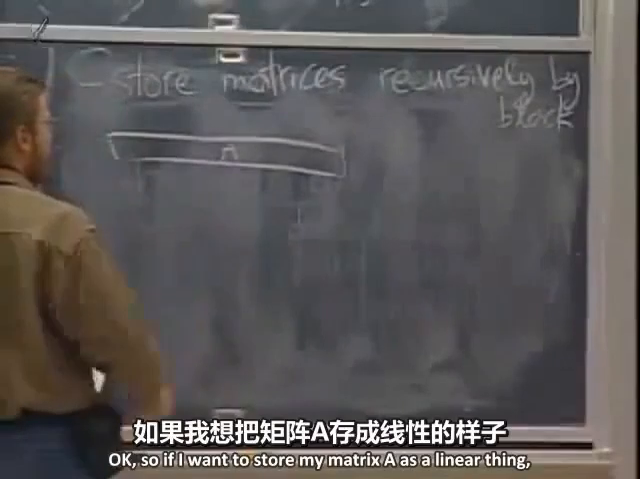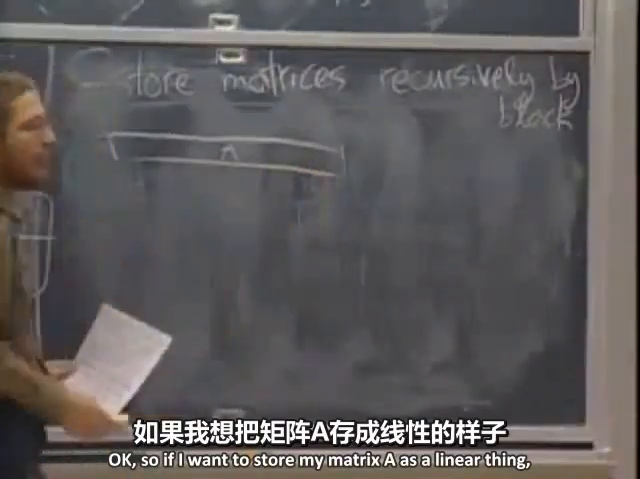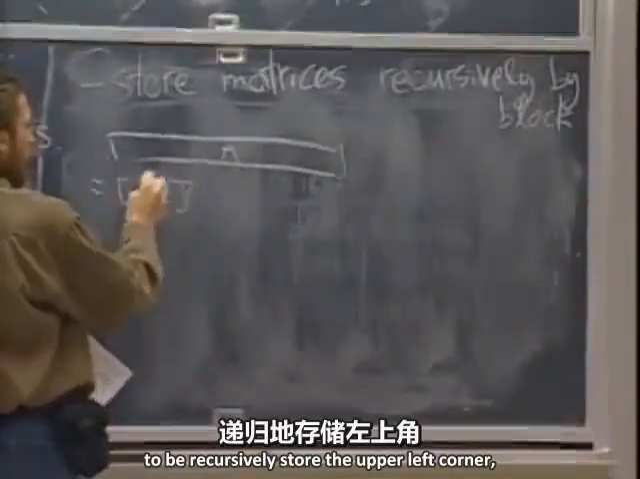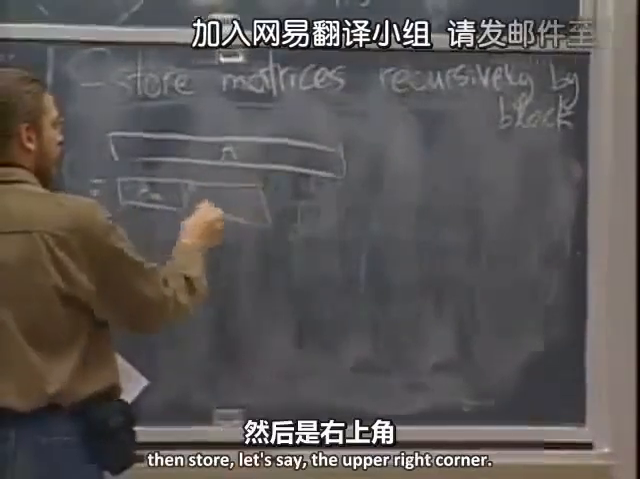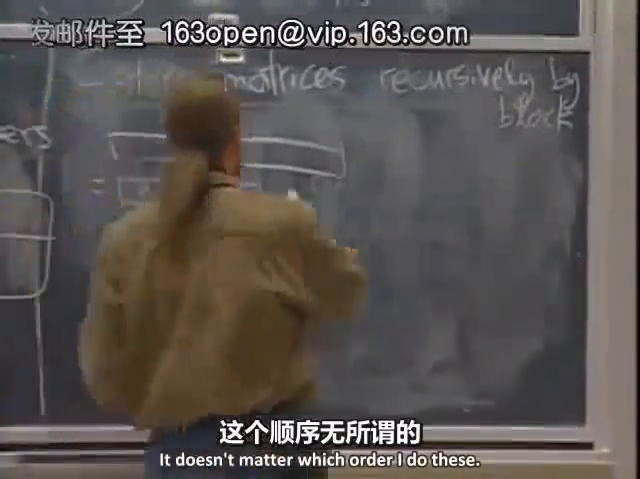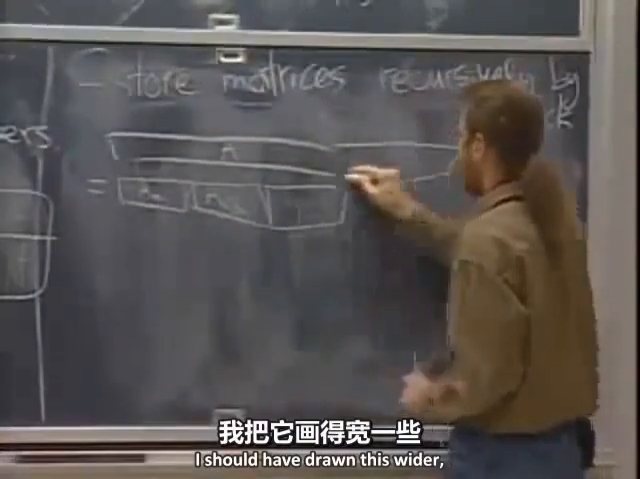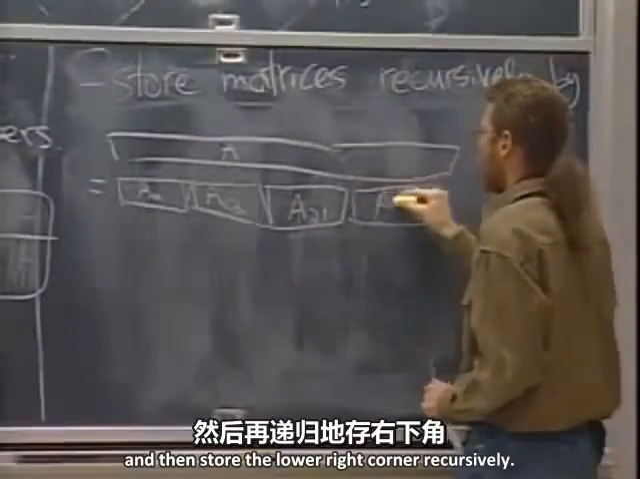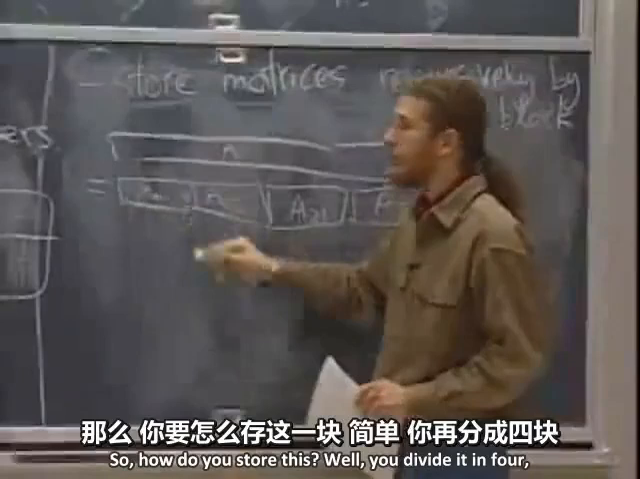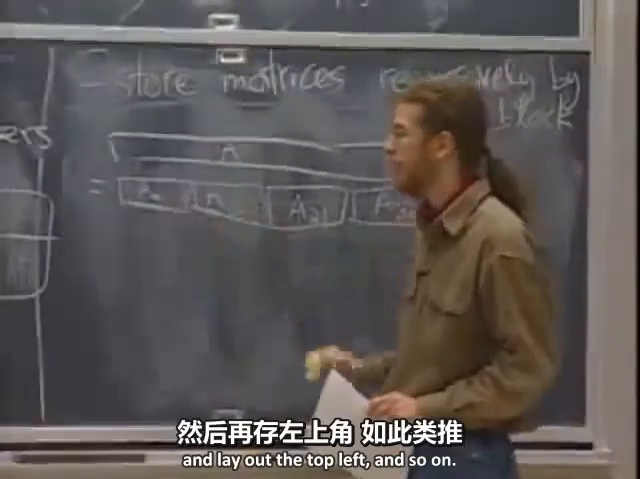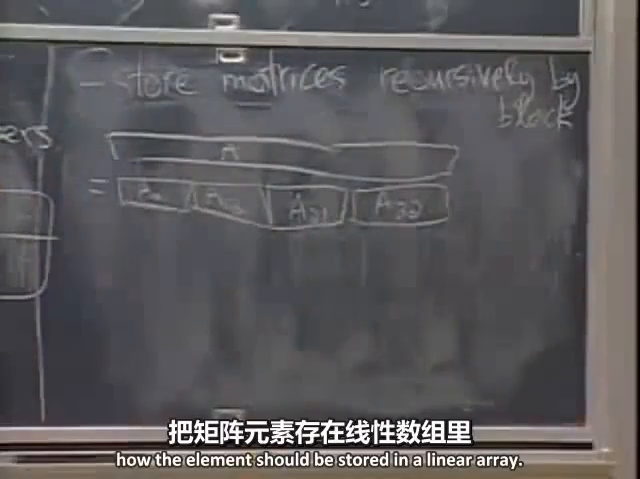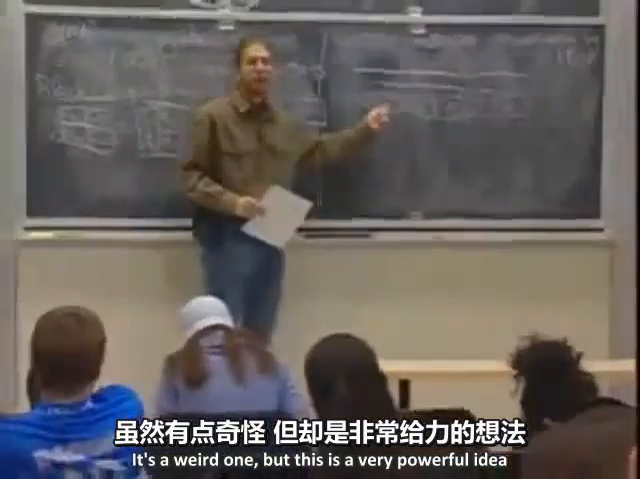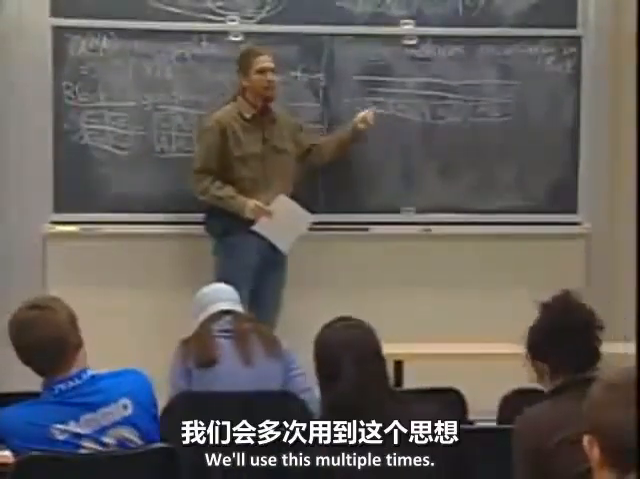OK, so if I want to store my matrix A as a linear thing, I'm going to recursively define that layout to be: recursively store the upper left corner, then store, let's say, the upper right corner. It doesn't matter which order I do these. Then store the lower left corner, and then store the lower right corner recursively. So how do you store this? Well, you divide it in 4 and lay out the top left and so on. This is a recursive definition of how the elements should be stored in a linear array. It's a weird one, but this is a very powerful idea in cache-oblivious algorithms. We'll use this multiple times.